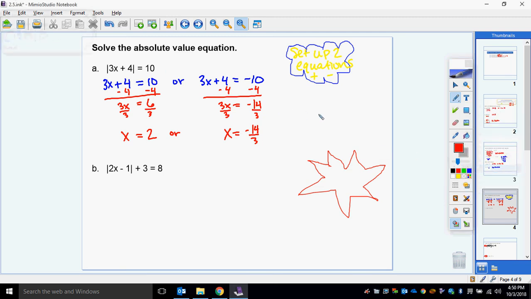I like to teach people that it's kind of silly, but it works for some people, that the absolute values mean you're in prison, these absolute value bars. You're behind bars, you're in prison. So to escape prison, so for 3x plus 4 to escape prison, he needs two plans, right? He needs a plan A to escape and needs a plan B. So anytime you have an absolute value equation or you're in prison, you need a plan A and a plan B. That's where the two equations come from.